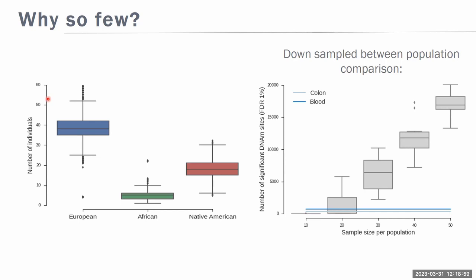So the more likely explanation is that actually most of these population differences are driven by genetic effects. And if we had more admixed individuals, we would find more population-specific DNA methylation sites.